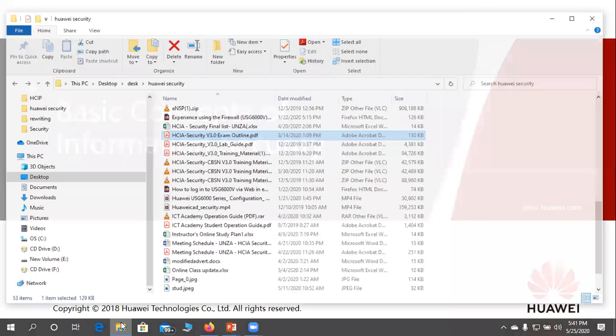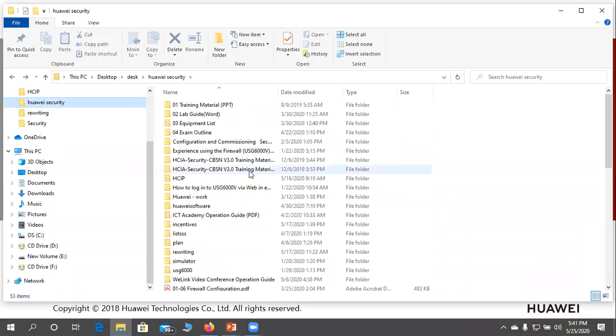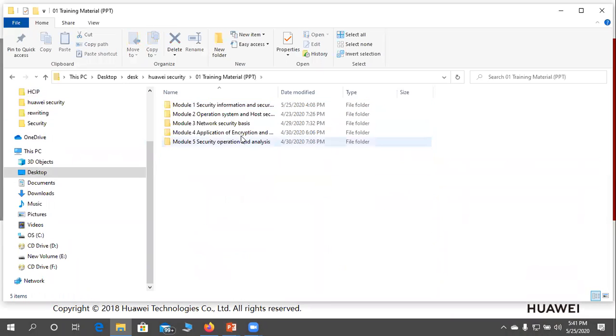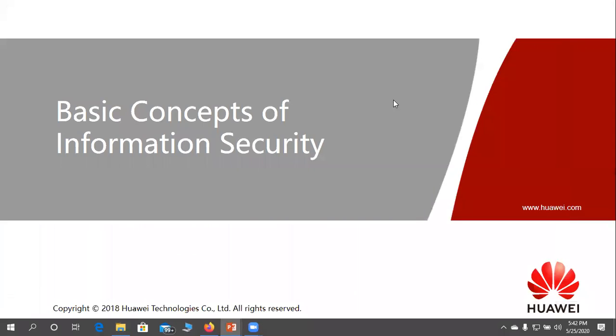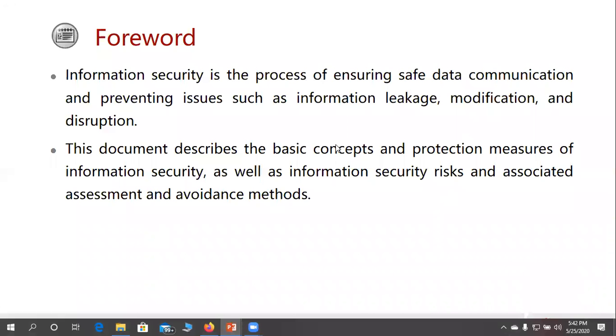All right, so for today, these are the modules I was talking about. We are going to cover module 1 today. When I open module 1 here, I have 5 slides. Today, we will only cover 4 slides. So we are going to start with our first slide, which is basic concepts of information security.